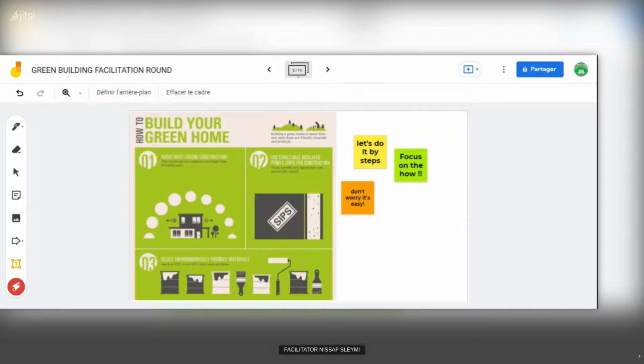So let's see now, among these green building practices, how we are going to follow these steps. Let's start with the first step, which is to avoid waste, facing construction. That means avoid waste, facing construction.